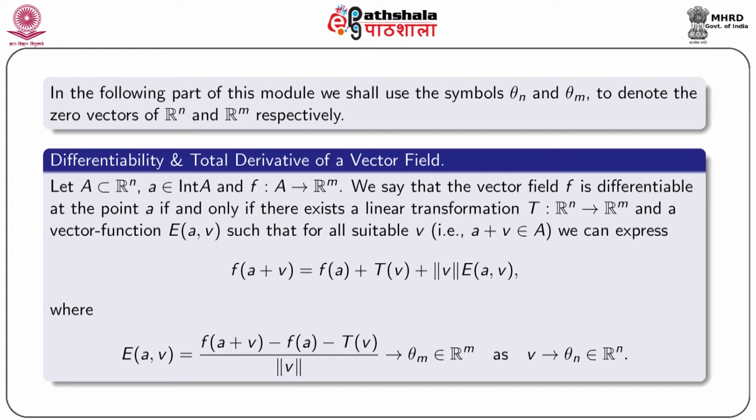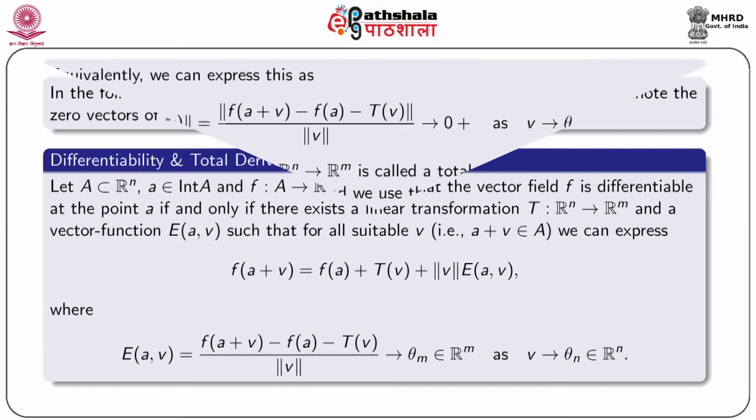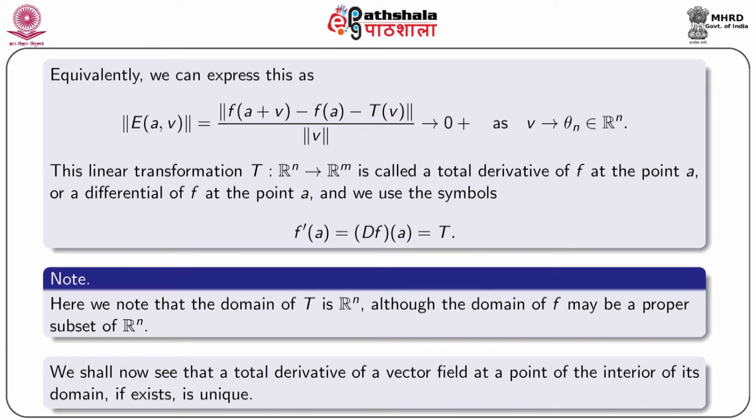Comparing, one can check that E_a(v) will be 1 by norm v times f of a plus v minus f of a minus T v, provided we assume v is non-zero, and we consider v such that norm v is very small. Equivalently, we can express that norm of E_a(v) equal to 1 by norm v times norm of f of a plus v minus f of a minus T v tends to 0 from the right, as v tends to theta n, the 0 vector of Rn. As v tends to the 0 vector, v is never the 0 vector, so norm of v is never 0. That is why we can put norm v in the denominator.